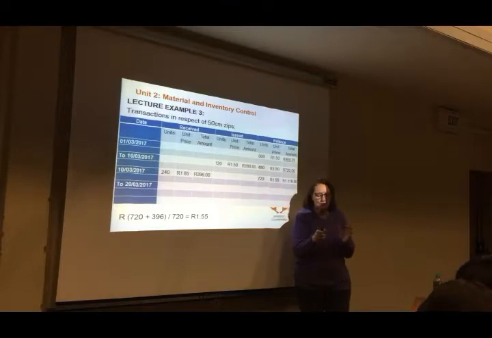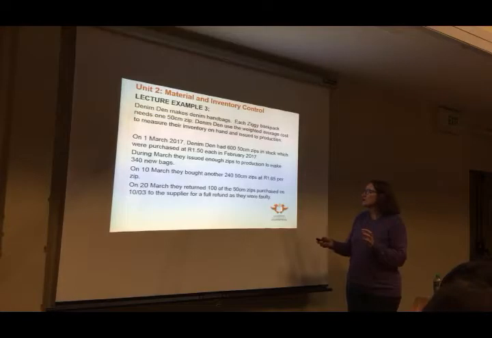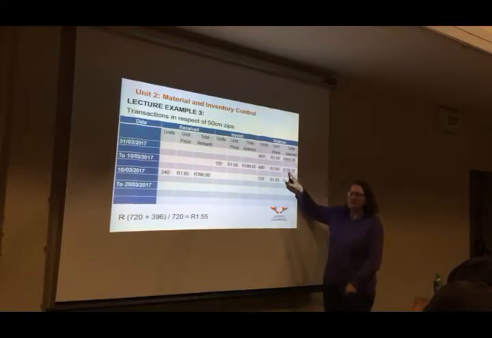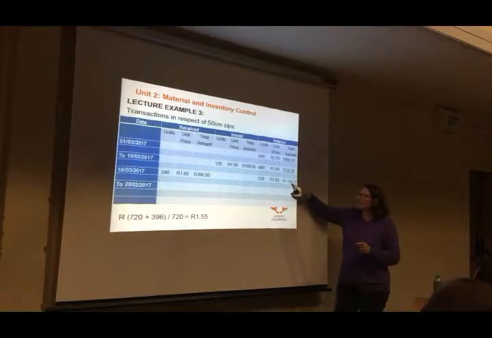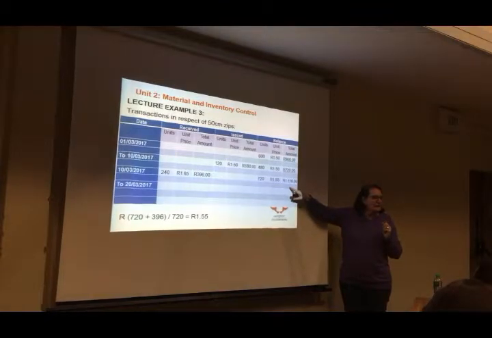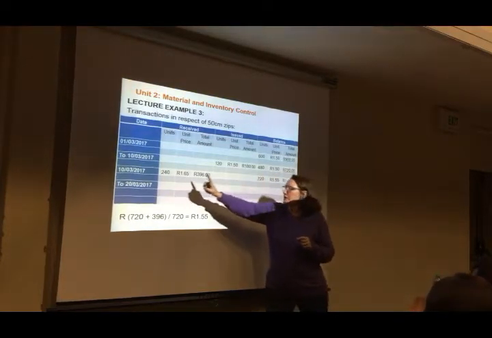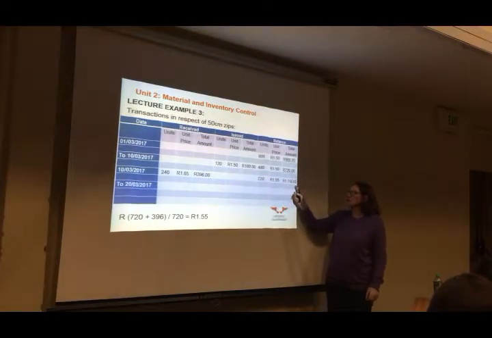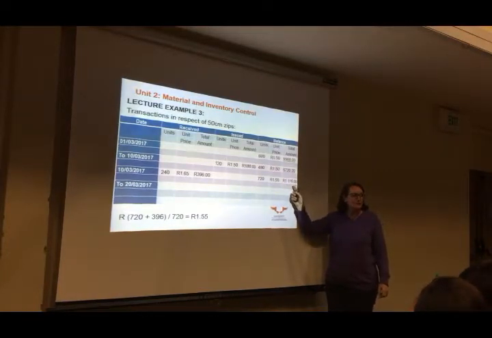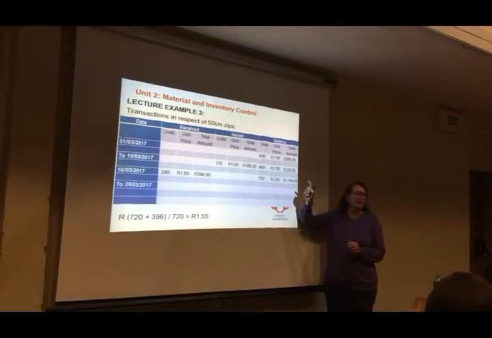Now, the total cost, look at this. How do you calculate the weighted average? Total cost divided by number of units. So here, your total cost must be 720 rand plus 396 rand. So the first thing you have to do here is calculate this figure here. 1,116 rand. That's your total cost. Your total number of units is 480 plus 240, which is 720. So you've got 720 units and the total cost is 1,116 rand. Now your average price must be 1,116 rand divided by 720, which gives you 1 rand 55.